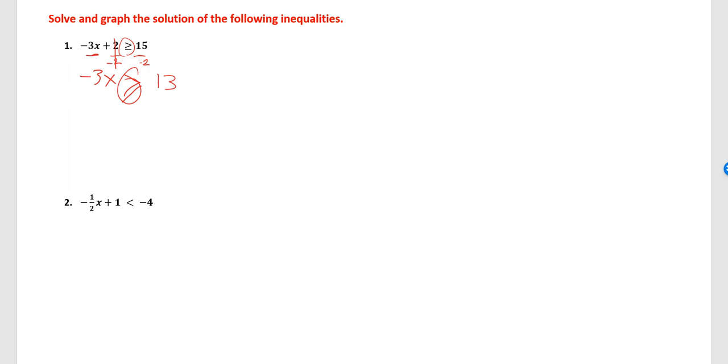13. Now I want to get rid of the -3, so I'm going to divide by -3 on both sides. Okay, so in which case then I have to flip the inequality sign. So I'm going to have x less than or equal, because I flipped it, right? I went from this to this. So x is less than or equal 13 over -3, which you can just say, -13 over 3. Okay, this is your result.